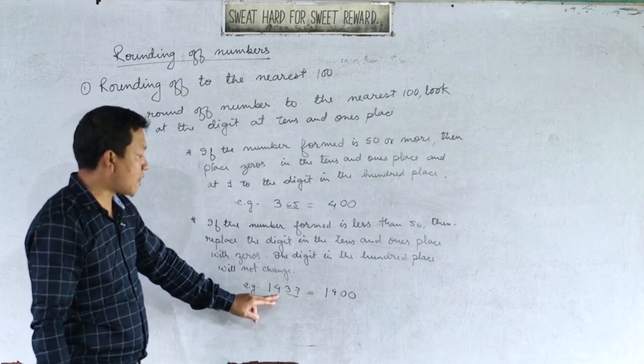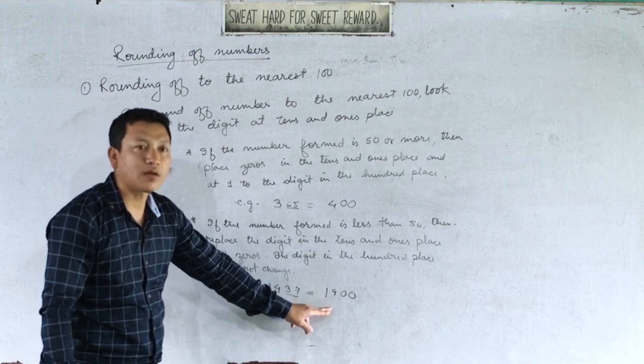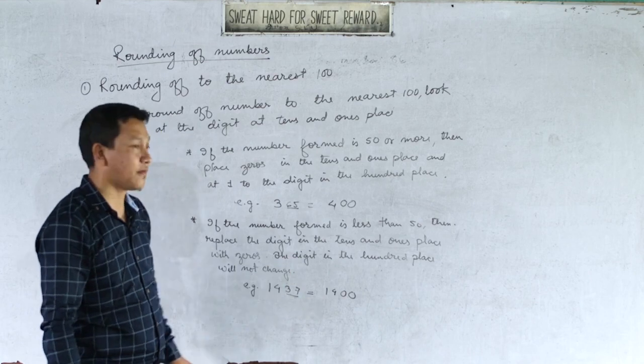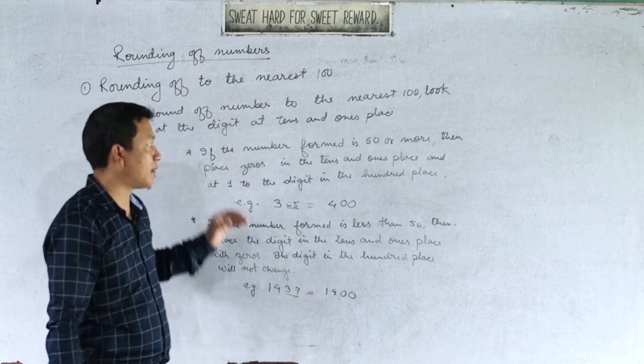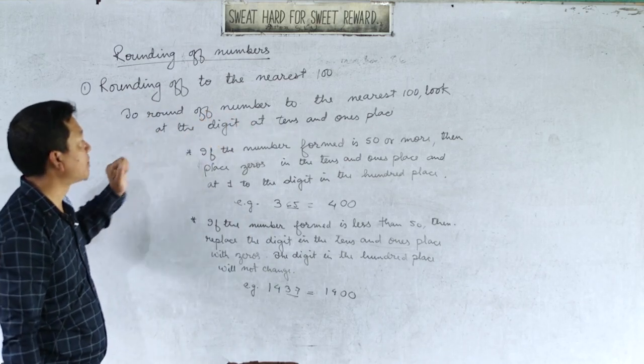The number 1437 is rounded to the nearest 100. It makes 1400. 1400 is the answer, the nearest 100.